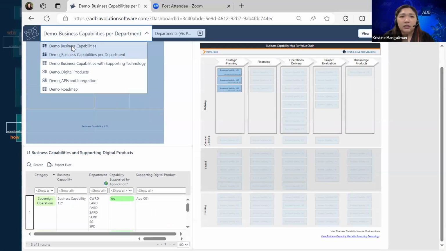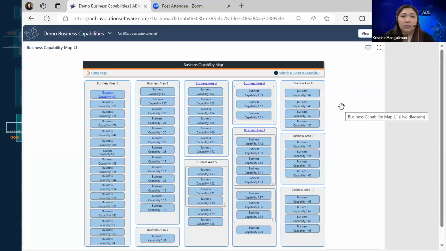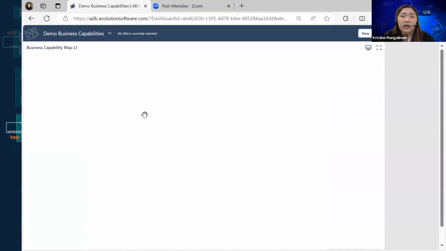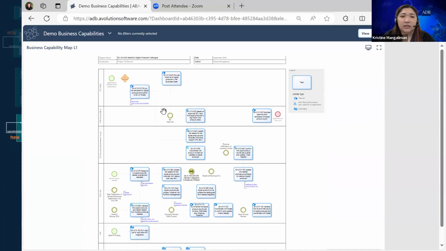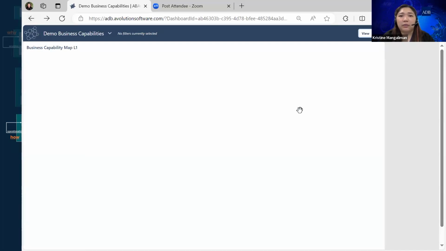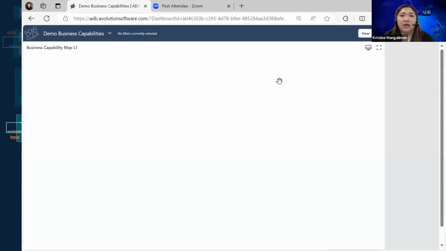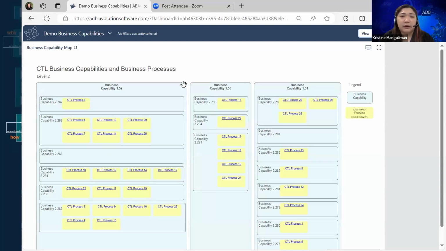So I'll just go back to the whole thing. I mentioned that we didn't do modeling for everything. We did it for key areas based on initiatives. So there are cases where one business capability can already be drilled down, and it will take you to the detailed step-by-step process of that specific capability. There would also be times where we have mapped the whole business area. So, for example, this one is for a department we called CTL.